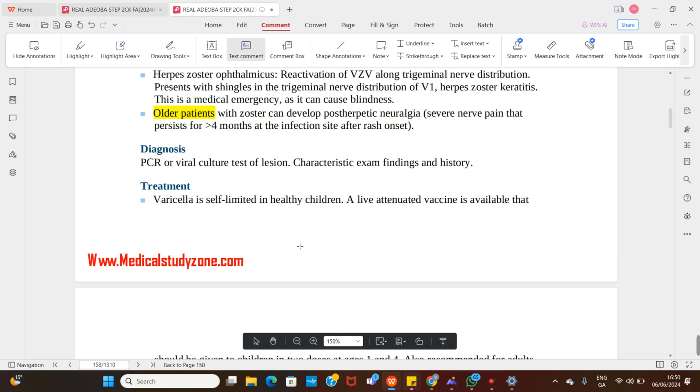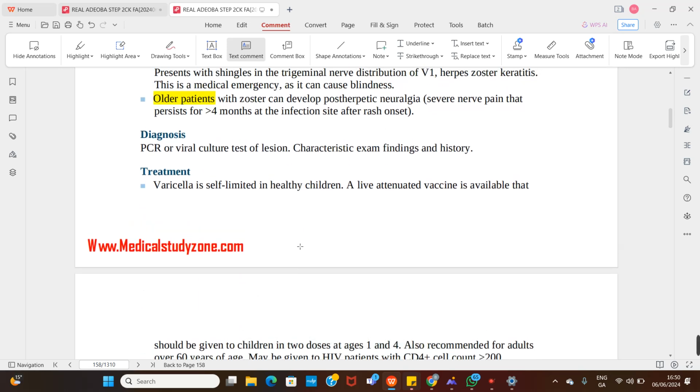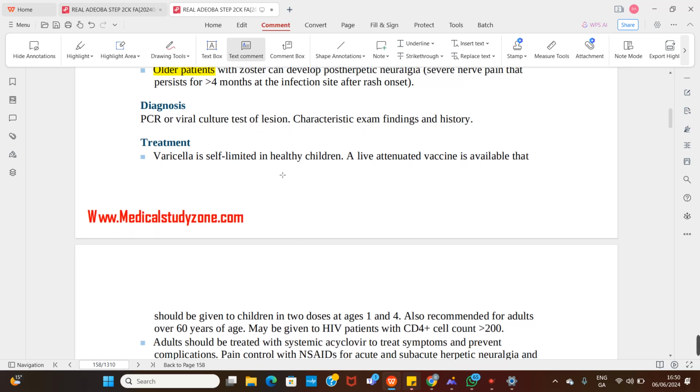How do you make the diagnosis? You already know that most of them are clinical, from your exam findings, but you can do your PCR analysis and your viral culture, right? Varicella is usually self-limited in healthy children, right? So most of the time you don't need to do anything. But people that are immunosuppressed are at high risk for developing varicella-induced pneumonia or encephalitis.